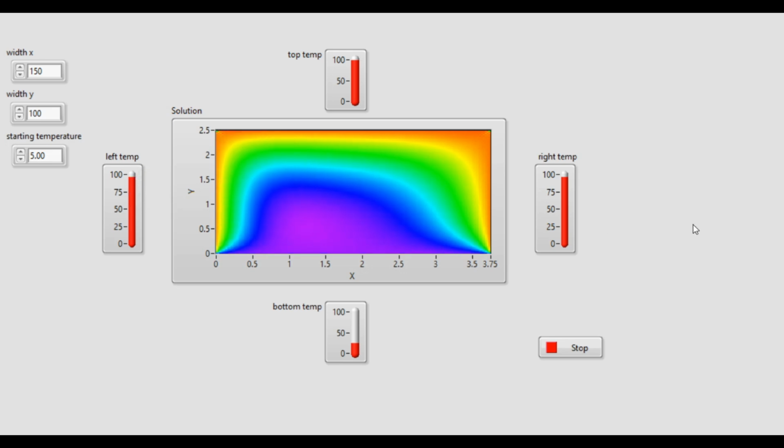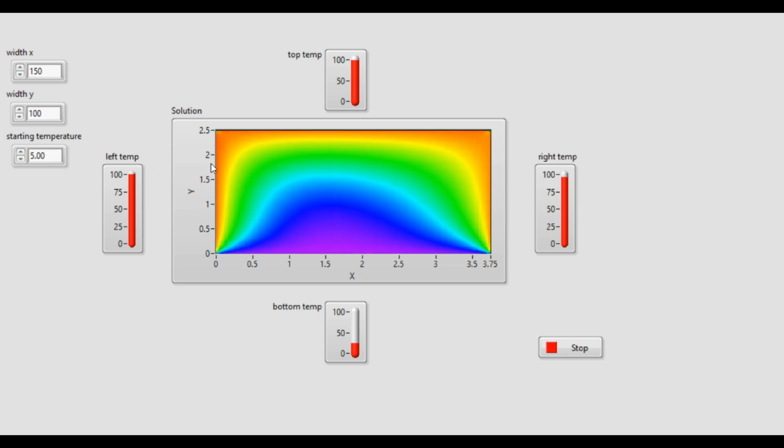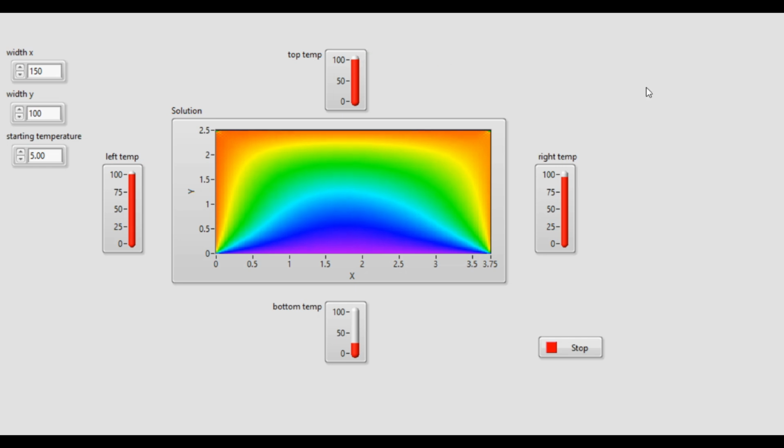Top side, let's set this to a high temperature, say 100 degrees Celsius. Bottom side, we'll keep this at a lower temperature, around 50 degrees Celsius. Left side, this side will be set to 75 degrees Celsius. Right side, we'll leave this side at room temperature, about 25 degrees Celsius.